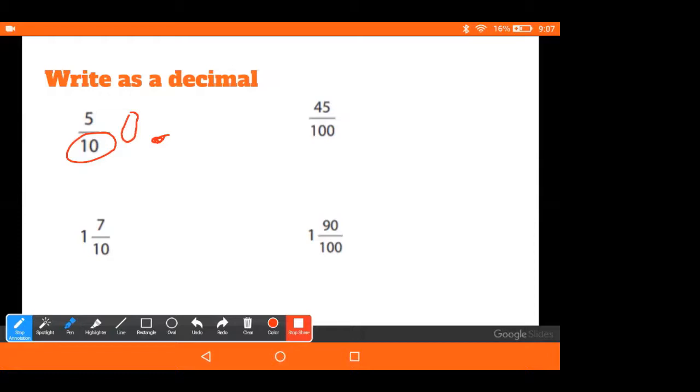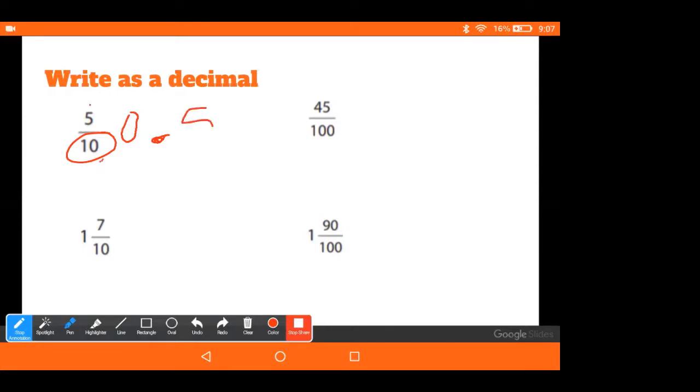But since we're doing the 10th, remember the 10th is that first decimal. It goes tenths and then hundredths. So 10th is the first one, 100th is the second one. And so I'm going to put a 0 because I don't have a whole number. And then my denominator is 10 and my numerator is 5.